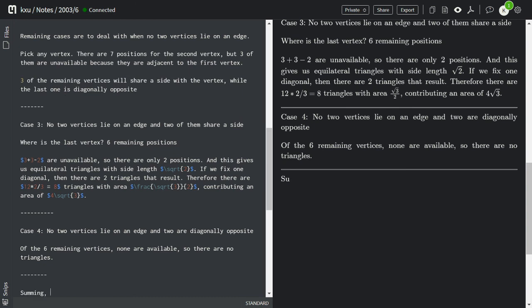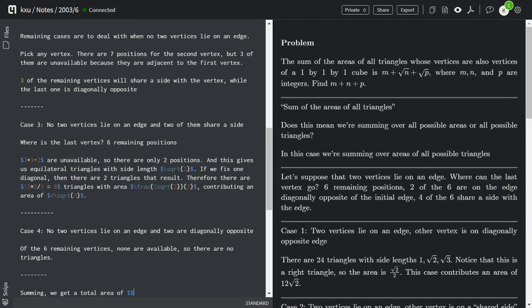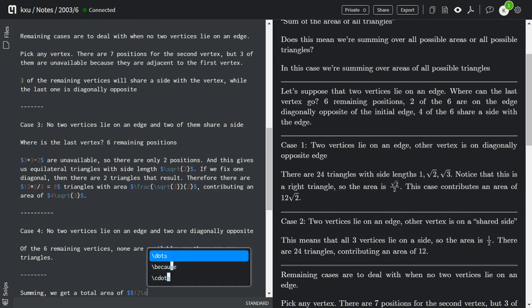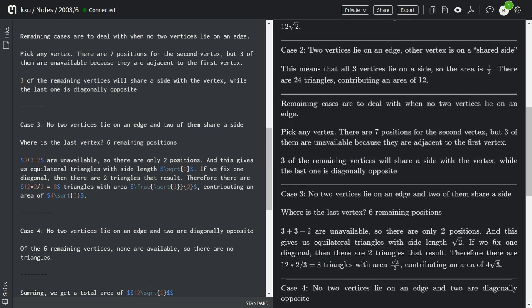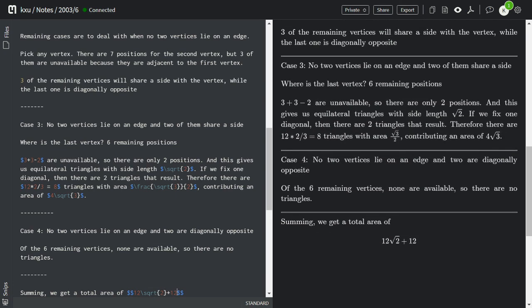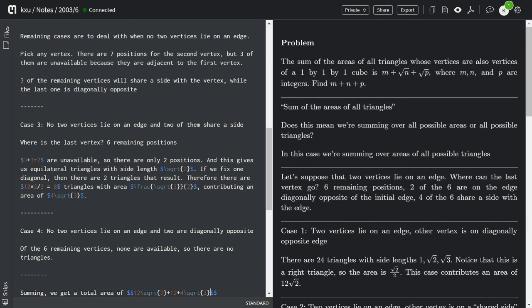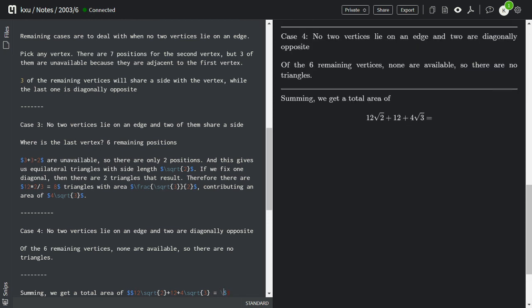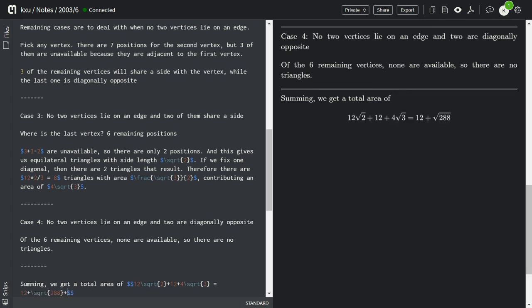And summing, we get a total area of 12√2 plus 12 plus 4√3. What was our answer format? M plus √m plus √p. So let's convert that. So this is 144 times 2, 288, plus 16 times 3, 48. Gives us an answer of, we're supposed to sum those, right? 348. And that is it.